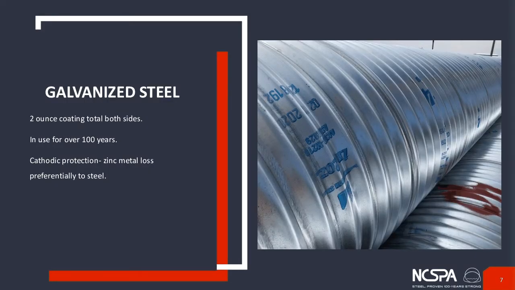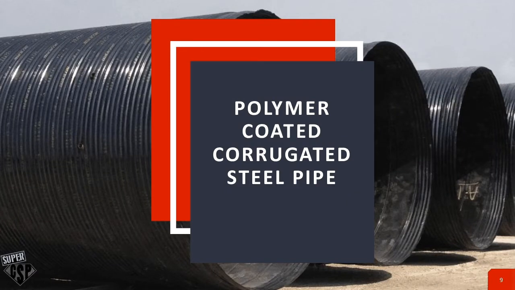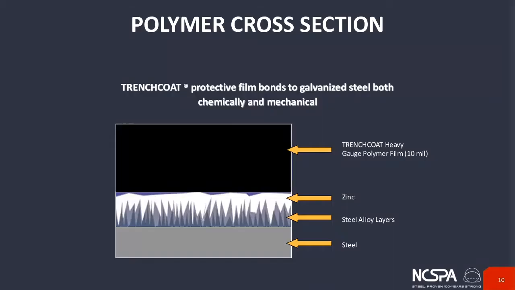In reviewing each of these coatings, we covered the material specifications that have been developed, the decades of research that has been conducted, and the types of protection they each provide. From the cathodic protection provided by zinc to the barrier coating of aluminized type 2 to the environmentally resilient polymer laminate coating, which results from a strong chemical and mechanical bond developed during the laminating process.